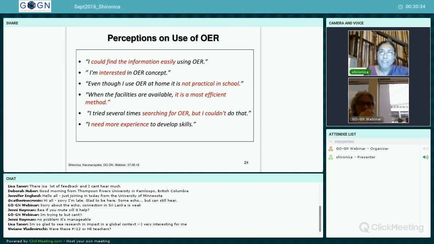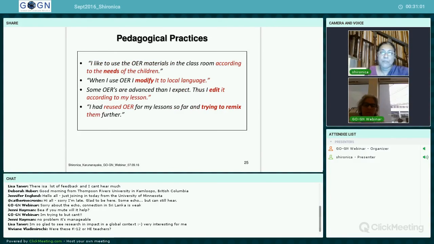So when language was a problem for them, teaching in the local language, they had to search for the materials in English. But even some who were interested in searching said they couldn't find the relevant materials they were looking for. But then again, they said maybe we need more experience in developing the skills to search and find the OER. So this is by mid intervention.